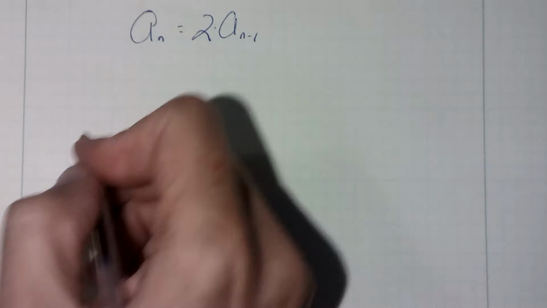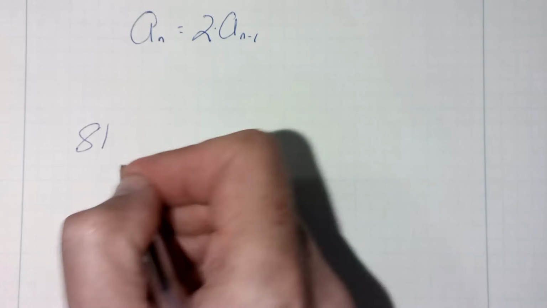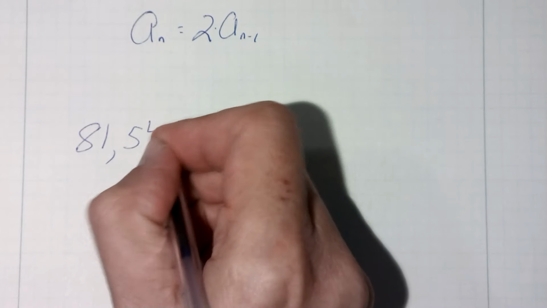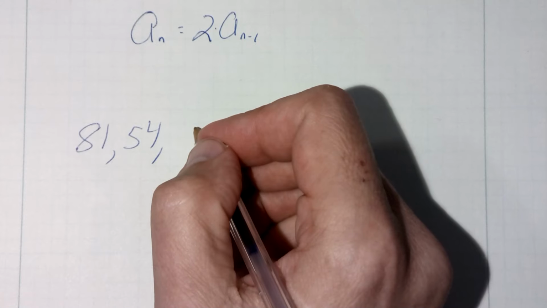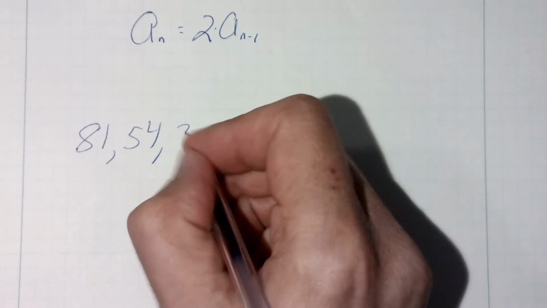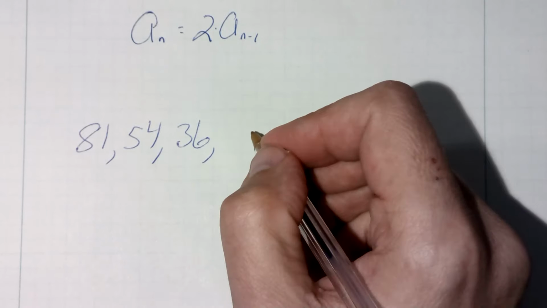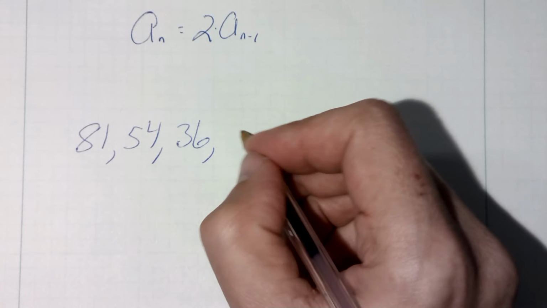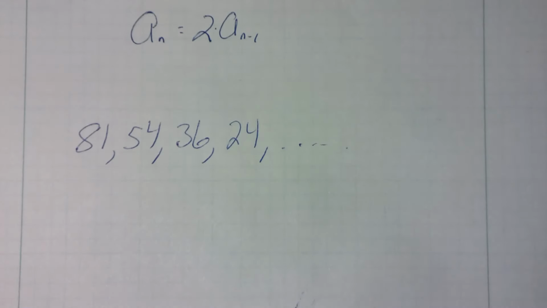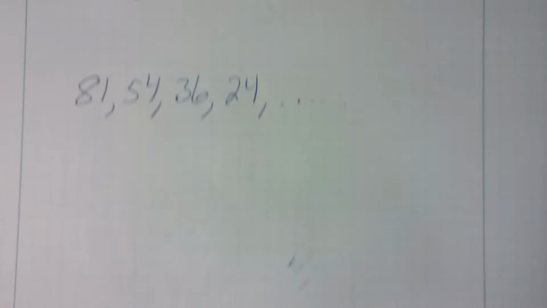Let's do one more. Let's do something like 81, 54, 36, 24. Now, I purposely slowed down a little bit on this one because I wanted it to be kind of a difficult sequence.